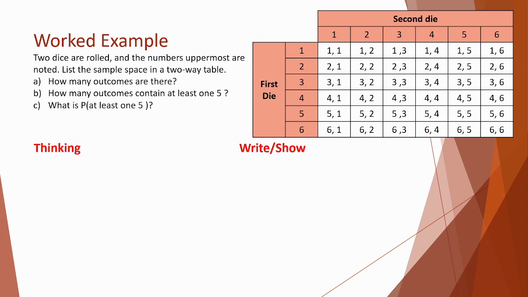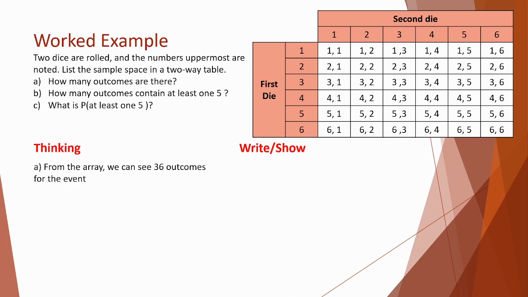So I could get a 1 and a 1, or a 1 and a 2, and so on, all the way through to 6 and a 6. So here are my questions. I've been asked how many outcomes there are, how many outcomes contain at least one 5, and what is the probability of getting at least one 5. On the left, I've got my thinking, and on my right, I've got what I will show my teacher.